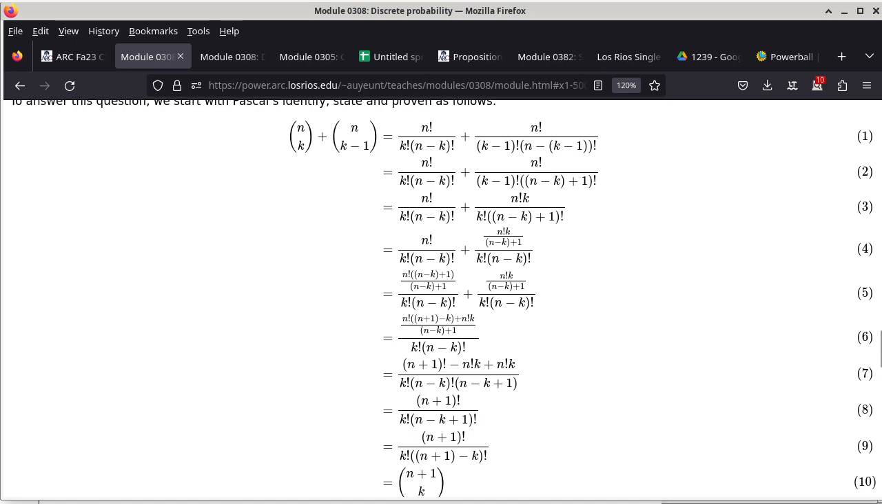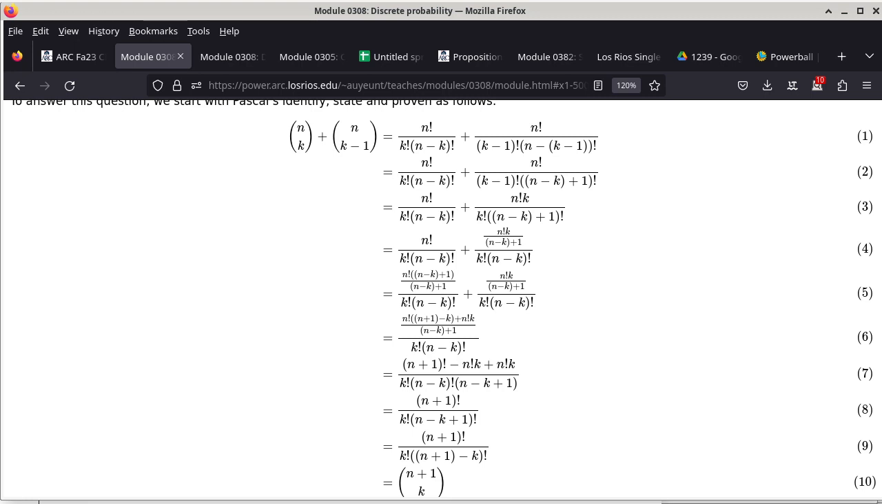Now, k cannot be 0, because if k is 0, then k minus 1 is negative 1, and you cannot choose a negative number of items out of n. So k minus 1 itself has to be the smallest, which would be 0. And then n itself can be 0. All right, so let's see what happens when we have n being 0 and k being 1.